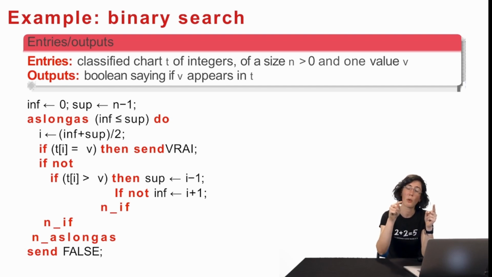If that value is higher than v, that means v, if it is there, is in the left part of the chart, and if that value is smaller than v, that means it is in the right part of the chart. So we are going to modify inf and sup in order to keep only the shrinking part where v is likely to be. If, in the end, inf and sup have swapped places, that may seem weird, but it will happen in the event that the element we are looking for isn't in the chart, then the output will be false.